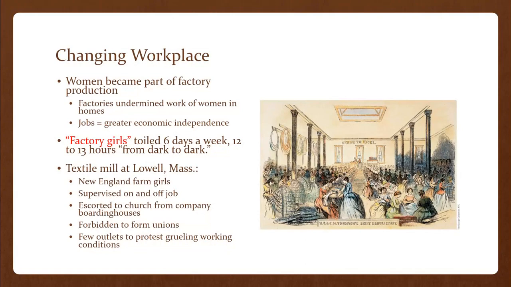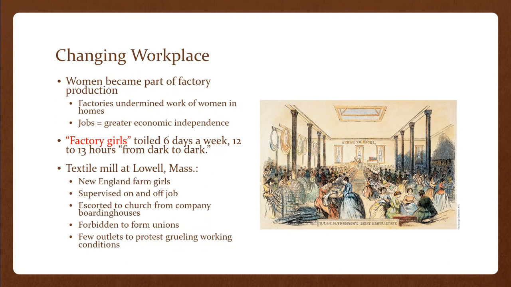Another group of people who all of this industrialization is going to change life for are going to be women. Women became part of factory production due in large part because the factories were replacing some of the work that traditionally had been done in the home, in particular, the creation of clothes. However, jobs that were available for women, even if they were low paying and not very good jobs, did provide a level of economic independence that had never been seen before. Most famous among these are the factory girls that worked in Lowell, Massachusetts.